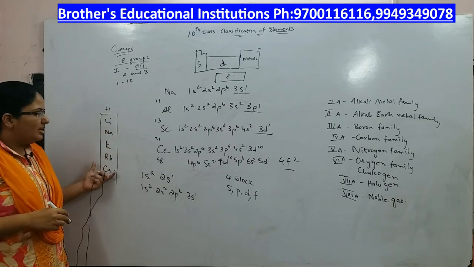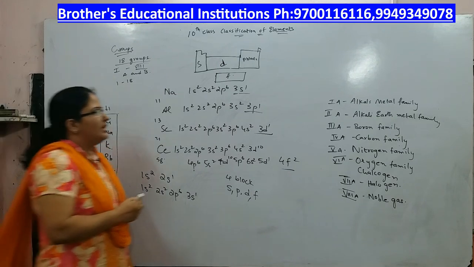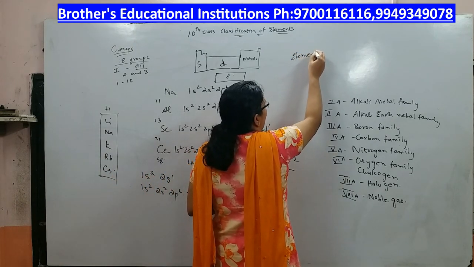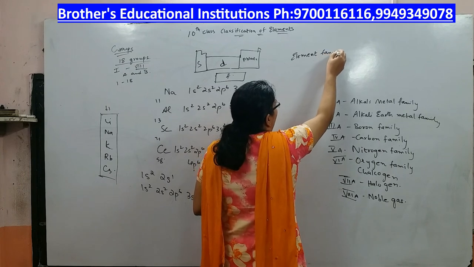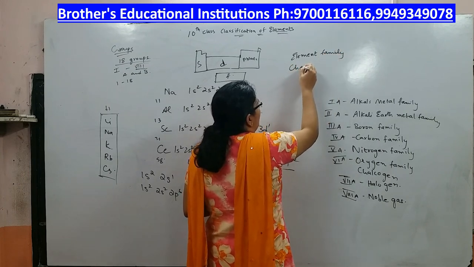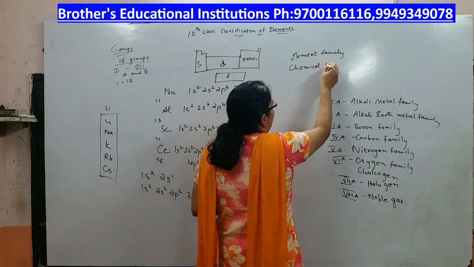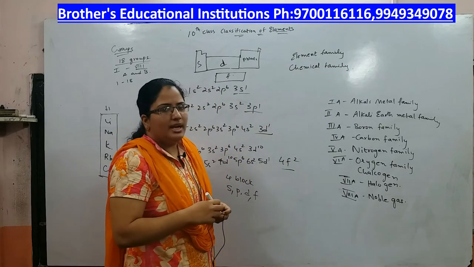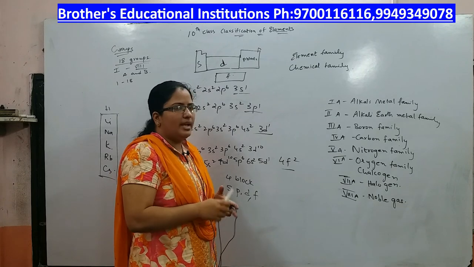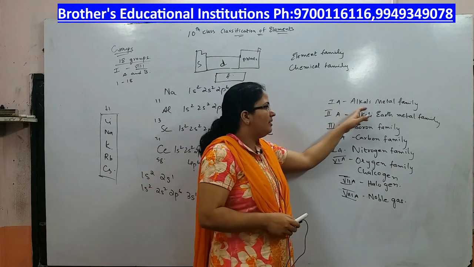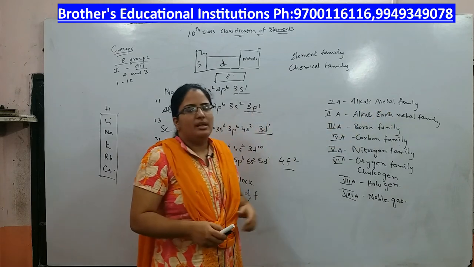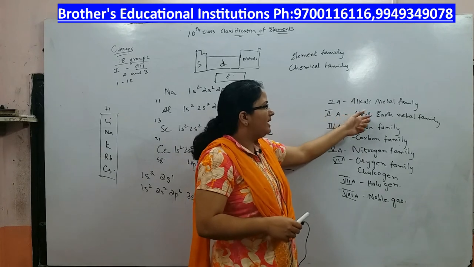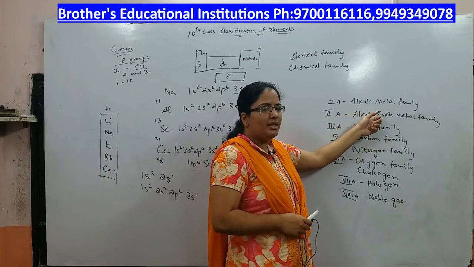If you take a particular group, it is also called an element family or a chemical family. The other name for group is element family or chemical family. There are some names given to certain groups, like 1A is called alkali metal family because they are metals and they form bases. Next, 2A group is called alkaline earth metal family because they are obtained from earth.